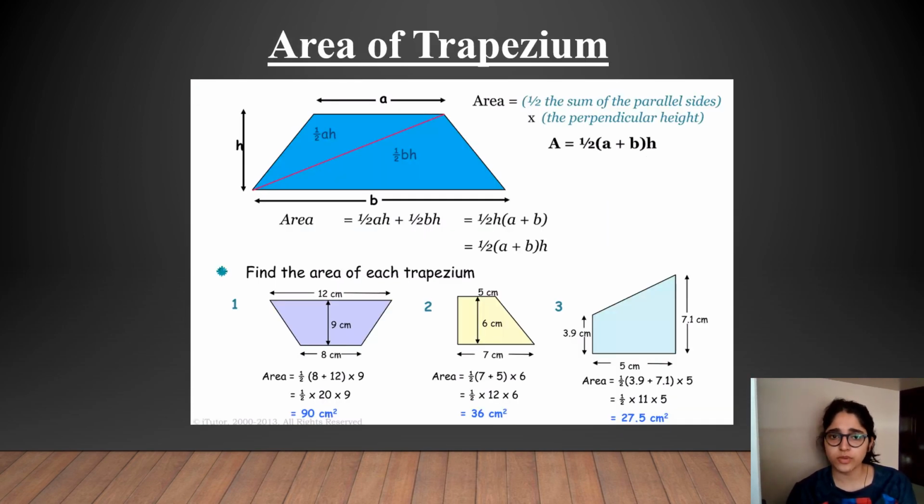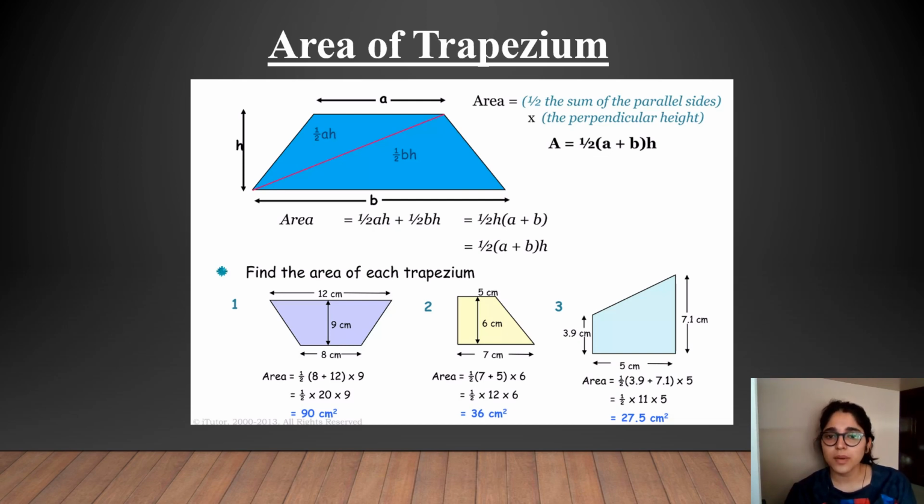Now let us go to the next one, which is the trapezium. A trapezium is usually considered as a solid shape which has two parallel sides, and it has a perpendicular height also. Therefore the area will be equal to half the sum of the parallel sides multiplied by the perpendicular height. This is the height that we observe, and these are the parallel sides that are present.